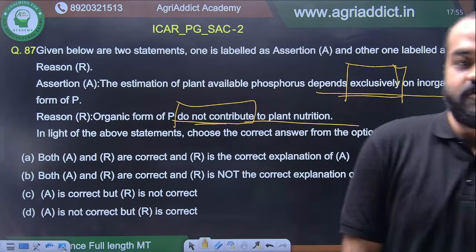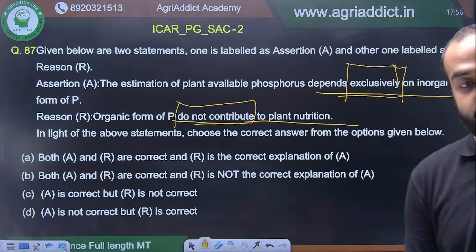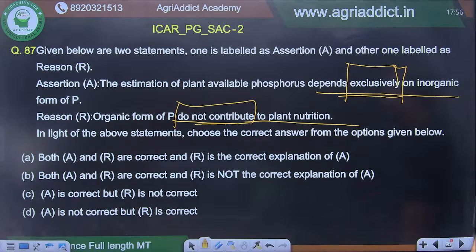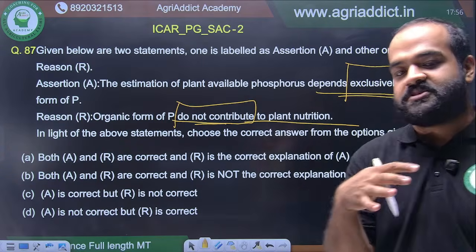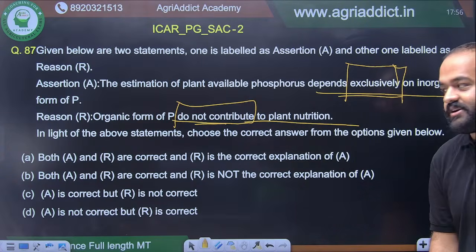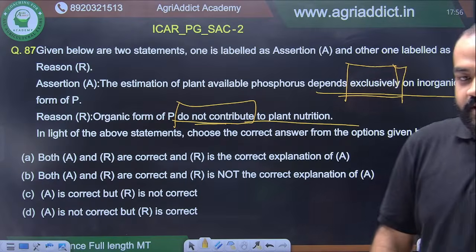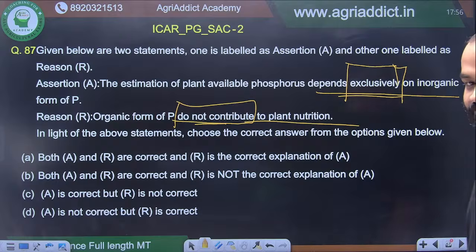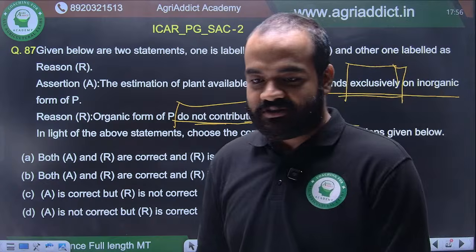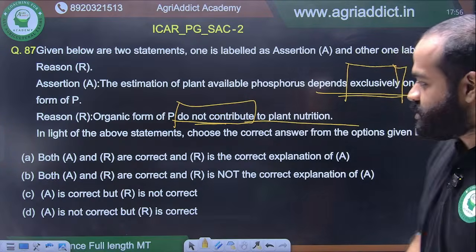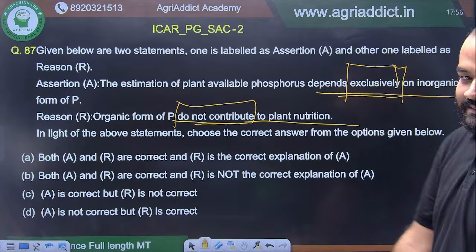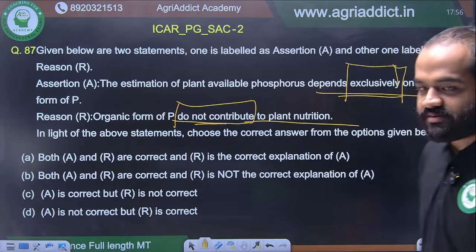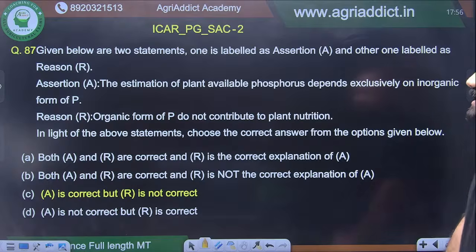Estimation of plant available phosphorus depends exclusively on inorganic form of P. Organic form of P do not contribute to plant nutrition. So only if you have done the phosphorus estimation in your practicals and you know the principle, then only you can know whether statement 1 is correct or not, and statement 2 is organic form of P. Aman Kumar is saying A. A is not at all correct, A is totally wrong. Anil Jat, Spurti, Khushi Parekh is telling B. P is also not correct. C is the correct answer.